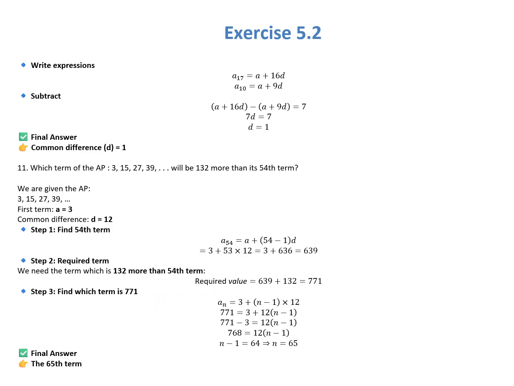So we have the terms given here. a17 is equal to a plus 16d, a10 is equal to a plus 9d. We'll use the formula, which means that the 17th term minus the 10th term is equal to 7.